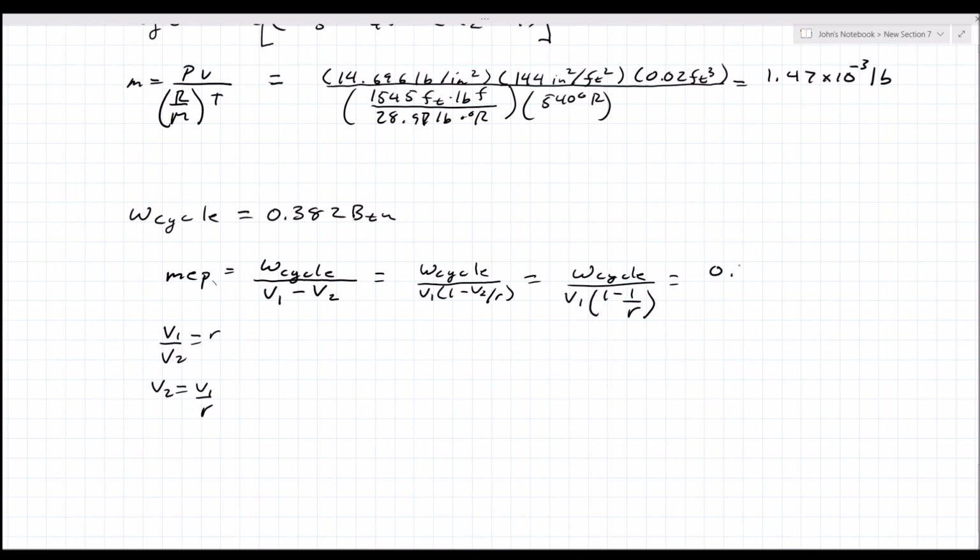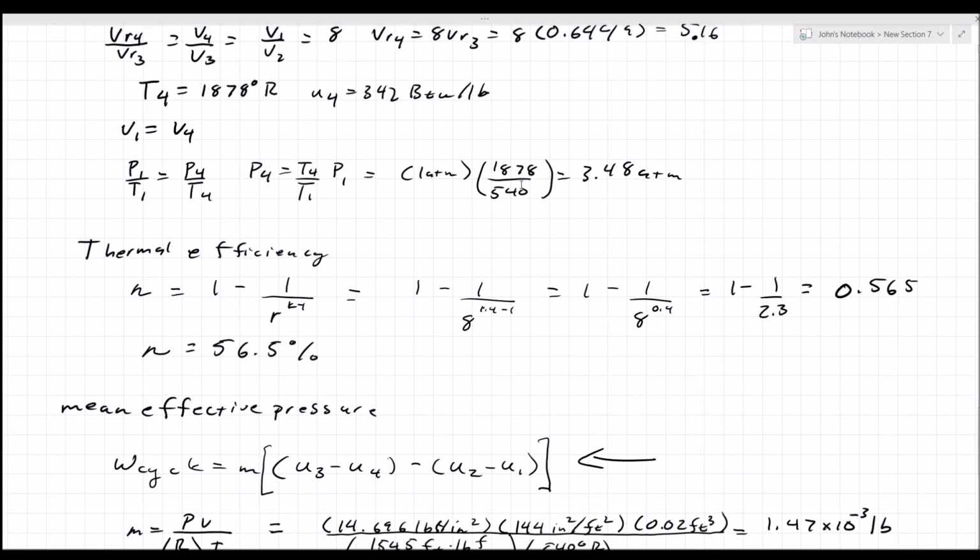Plug in 0.382 BTU, 0.02 feet cubed, 1 minus 1 over 8. You get the mean effective pressure as 118 pound force per inch squared, which is equal to 8.03 atmospheres. So, there we go.